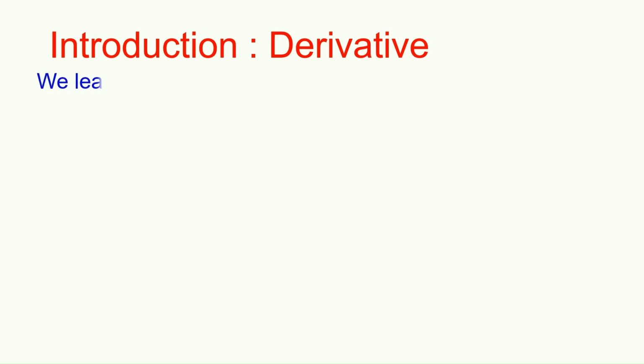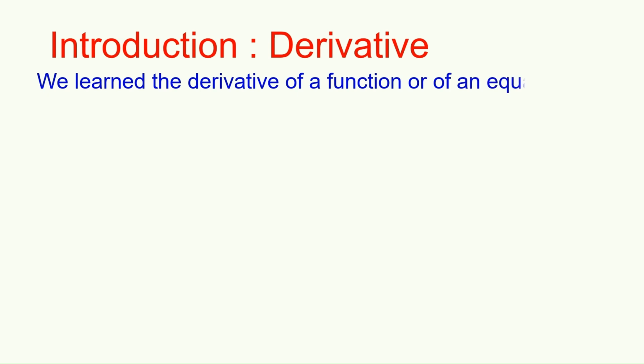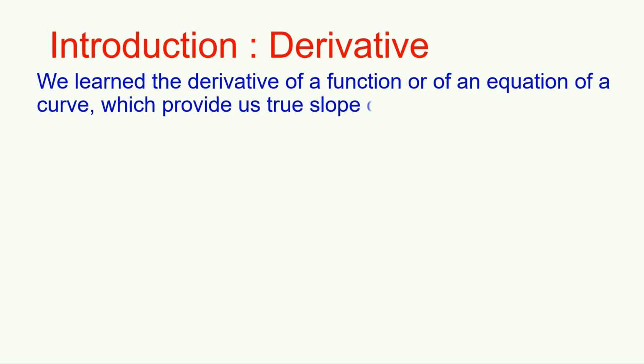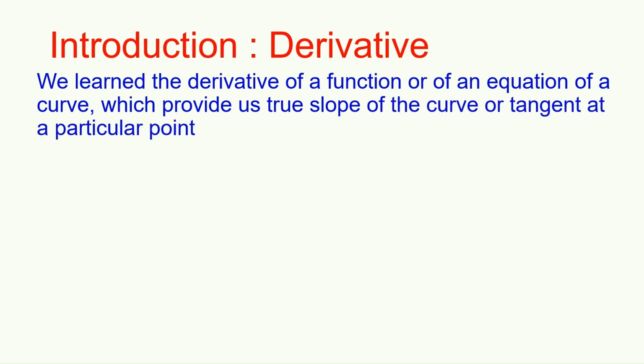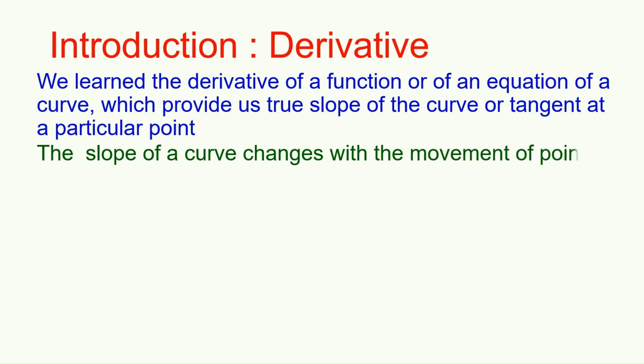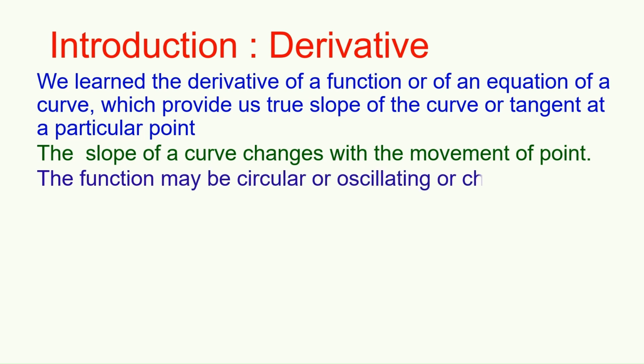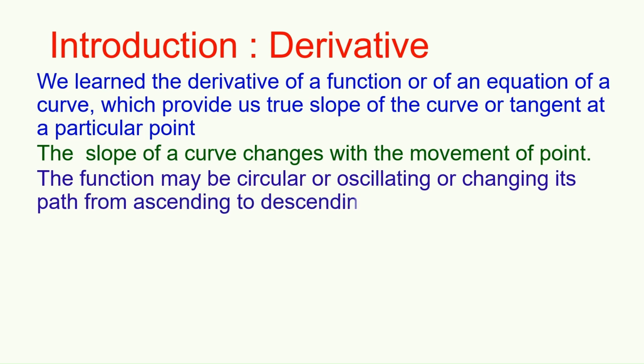Introduction. Derivative. We learned the derivative of a function, or of an equation of a curve, which provides us the true slope of the curve, or tangent, at a particular point. The slope of a curve changes with the movement of the point. The function may be circular, or oscillating, or changing its path from ascending to descending.